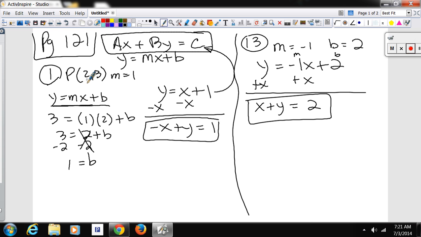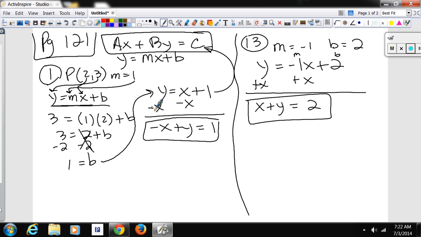And they took the 2 and they plugged it in for x. They took the 3 and they plugged it in for y. And they took the 1 and they plugged it in for m. And that's down here, you solved it, you got b is 1. So your equation then, y equals x plus 1, would be your equation, because you'd have 1 for your slope. This would be like 1x plus 1, which you don't need the 1 there.